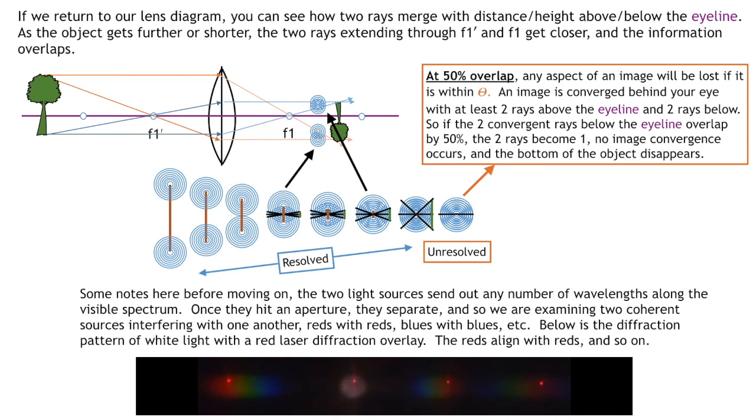And then just some notes here before moving on. The 2 light sources send out any number of wavelengths along the visible spectrum. Keep that in mind. Once they hit an aperture, they separate, and so we are examining 2 coherent sources interfering with one another. The reds interfering with the reds, the blues with the blues, etc. Below is the diffraction pattern of white light with a red laser diffraction overlay. The red is lining up along the red of the white light diffraction, and so on.